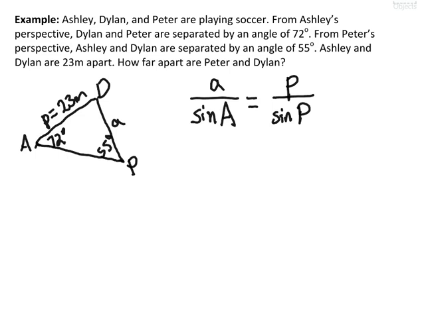If I did need to find Dylan's angle, it would be pretty easy. I know that all the angles in a triangle add up to 180, right? So that's how I would solve for that if I needed. But I'm not asked to here, so we won't worry about it. We just want to solve for a, how far apart Dylan and Peter are. So I need to rearrange this for a. So the easiest way to do that is probably multiply both sides by sine A.